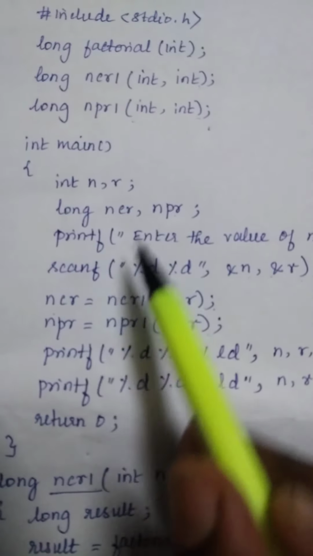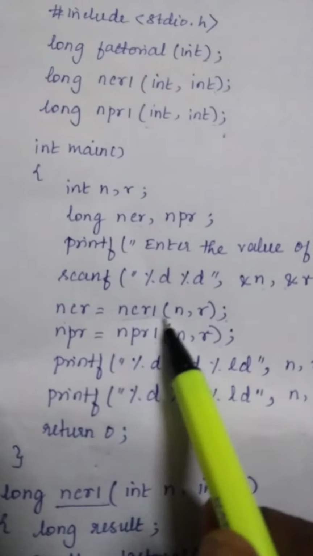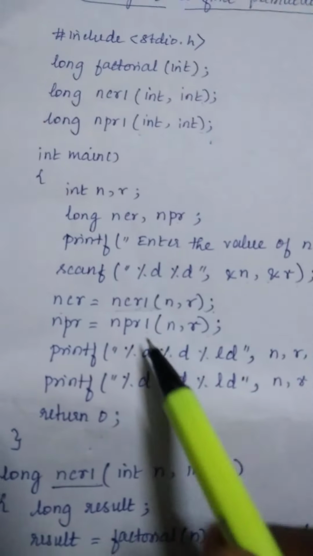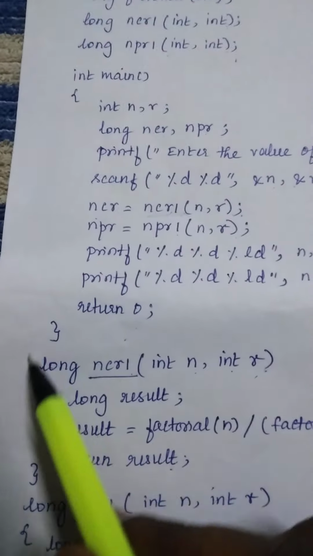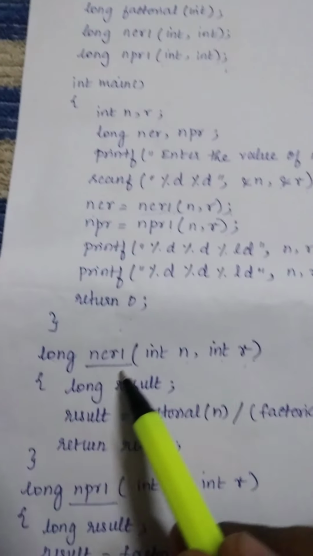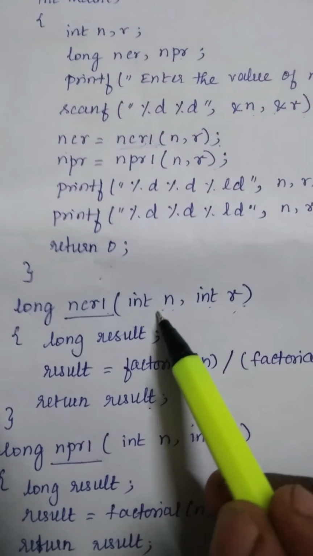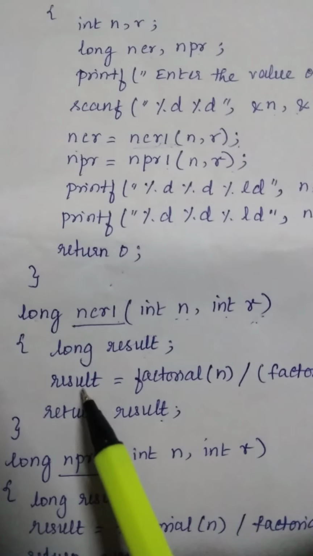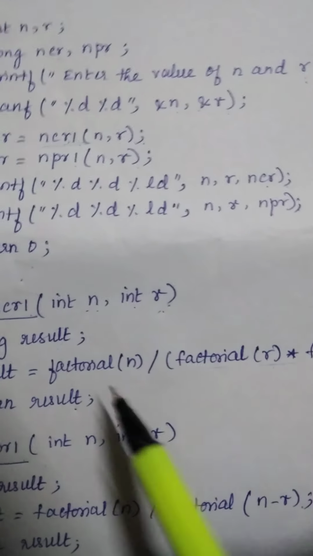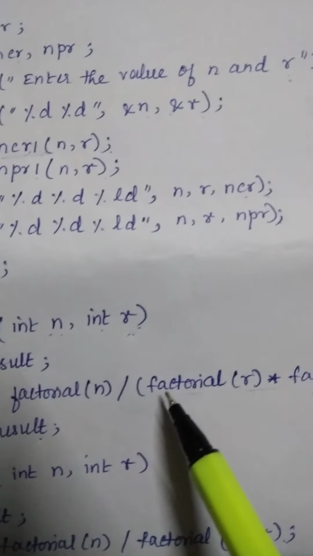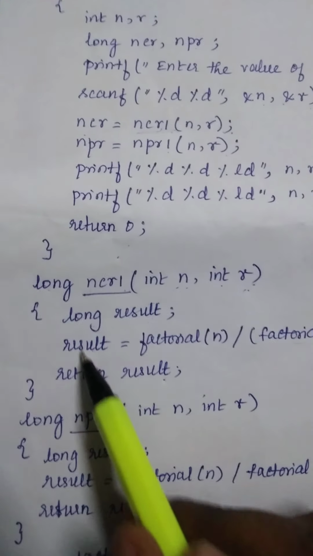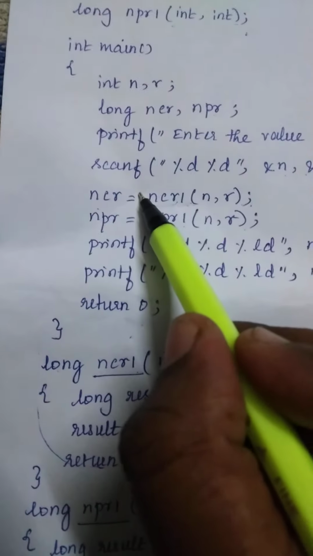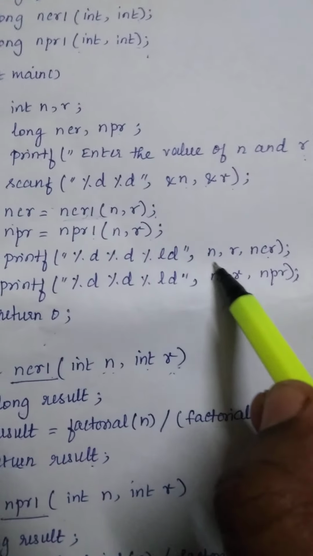and NCR, this is a local variable, equals NCR1, this is the function, and we are calling the function. So the control will come here. Two arguments are being passed, one for n and one for r. Long result, in result the value will be stored. We are using the formula factorial n by factorial r into factorial n minus r. The answer is returned to this place, and it is being printed here.